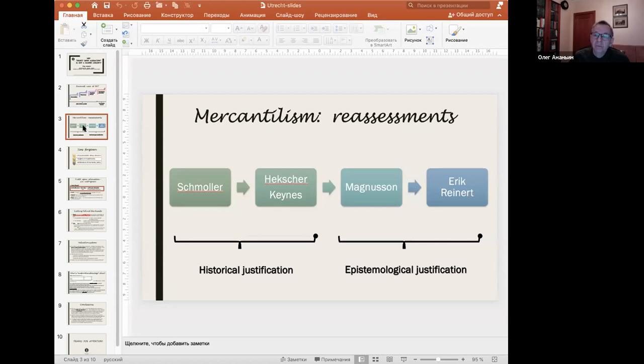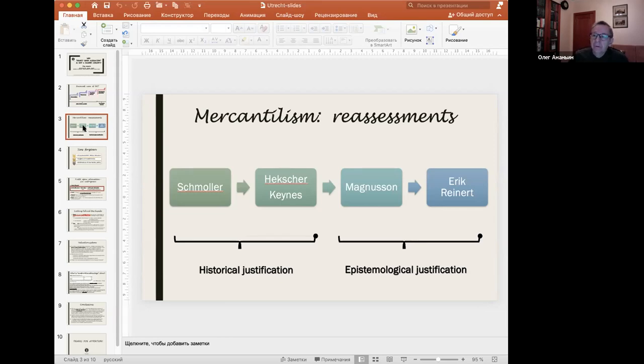But in this case, he was writing about the reasonableness of some mercantilistic theories as a response to specific circumstances, conditions of economic development. So this is a first important step to reassessment of the mercantile system, but still it was not influential in the general courses of history of economic thought. It did not influence them, I think, at all.